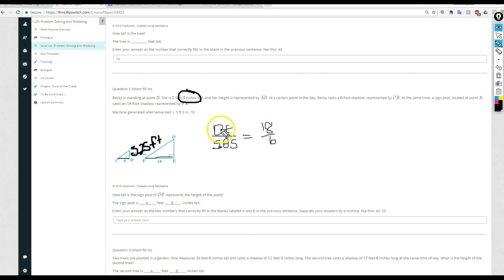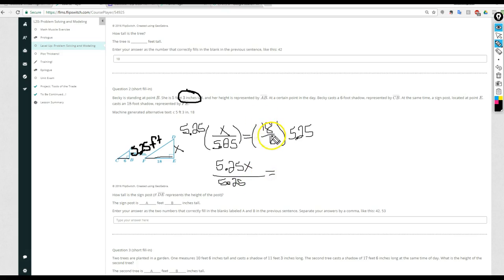And instead of using DE, I could use X if I wanted to. It's just representing some unknown. So X divided by 5.25 is equal to 18 divided by 6. Since it's in the denominator, we're going to use our multiplication property and multiply 5.25 to both sides. Now 5.25 times X divided by 5.25, 5.25X divided by 5.25.